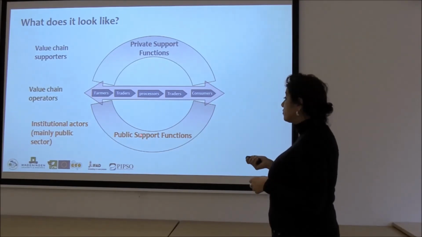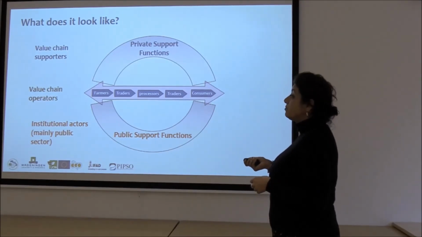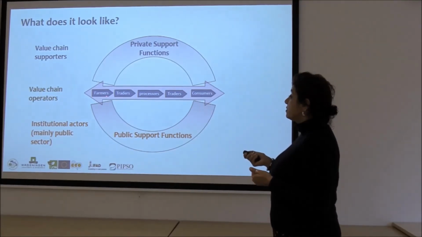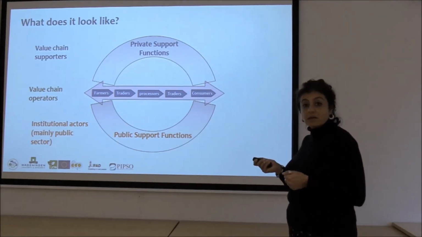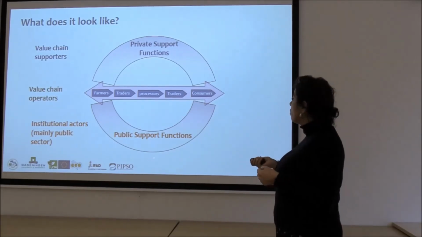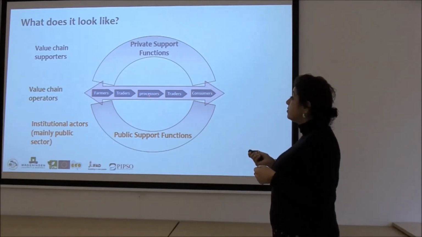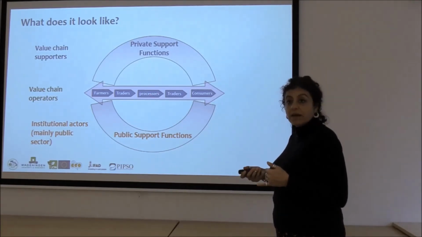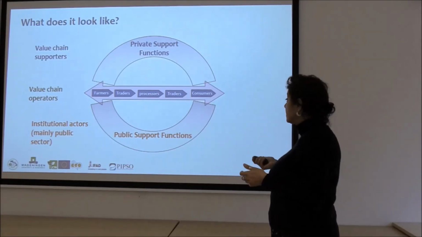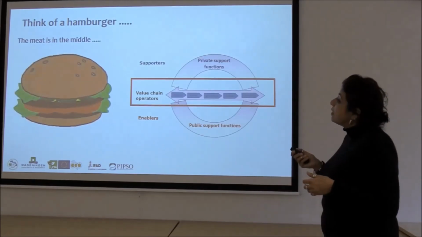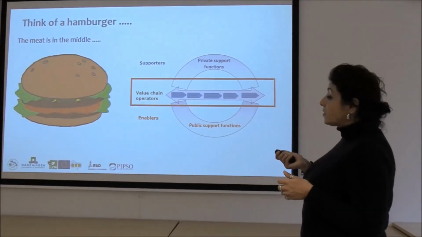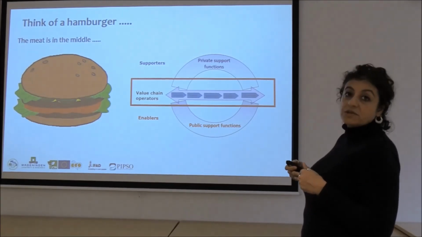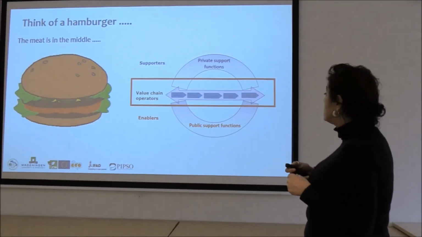And the public support functions could be, as an example, the public sector providing extension services for the farmers, or defining the rules on how the processing can be made from a health perspective. The meat is in the middle because the value is created in the middle and the product reaches the market, the end consumers, in the middle.